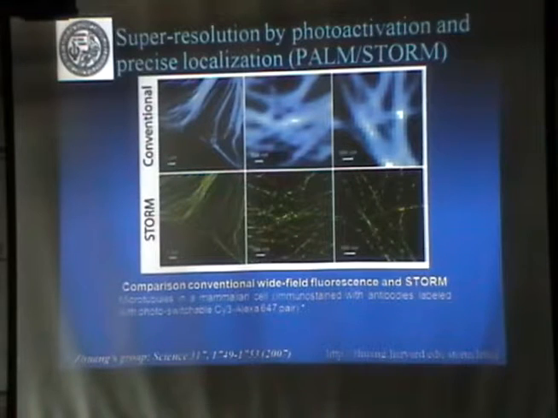Still, these are very research-type images. It's very tough to get these results. You need to know how to prepare the samples, because again, the fluorescent particles to use are very specific. They need to be able to photoswitch or photoactivate. Rafael?